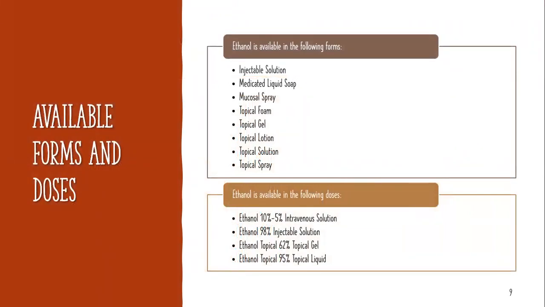There are different forms in which ethanol is available. For example, in the form of an injectable solution or a medicated liquid soap, mucosal spray, and it's available in different topical forms such as gels, lotions, sprays, and solutions. And the concentrations in which it is available are ethanol 10% and 5% intravenous solution, ethanol 98% injectable solution, ethanol 62% topical gel, ethanol 95% topical liquid.